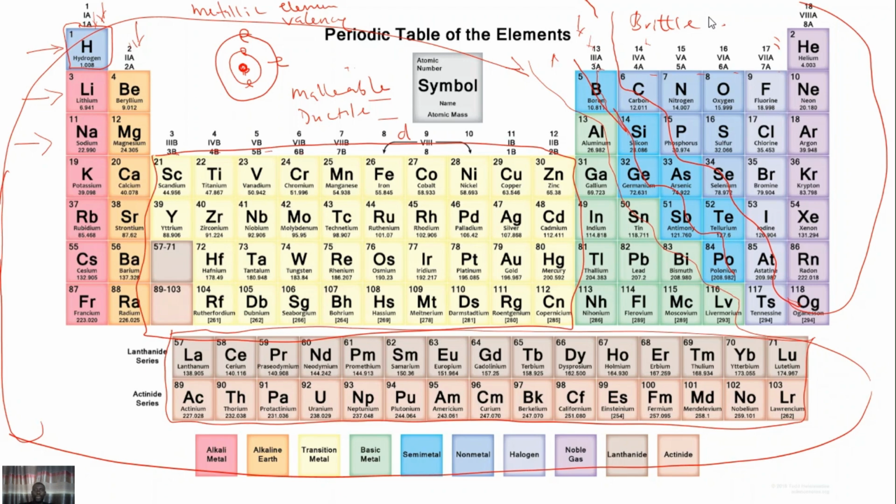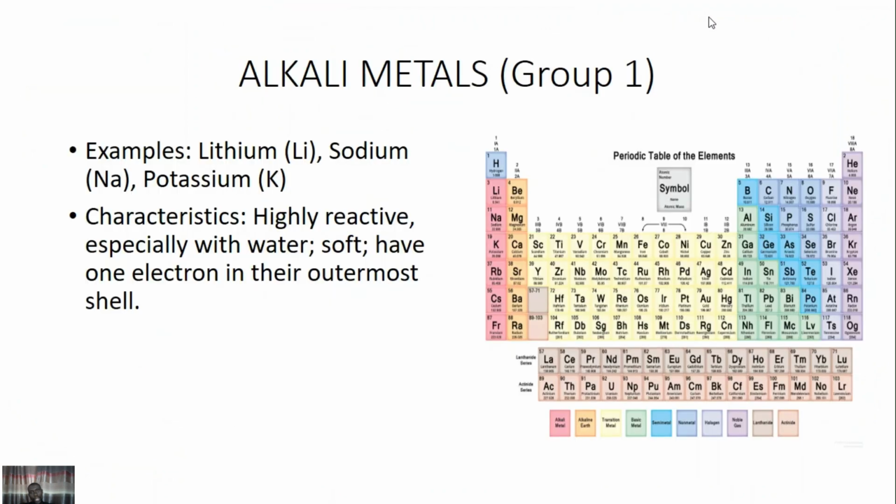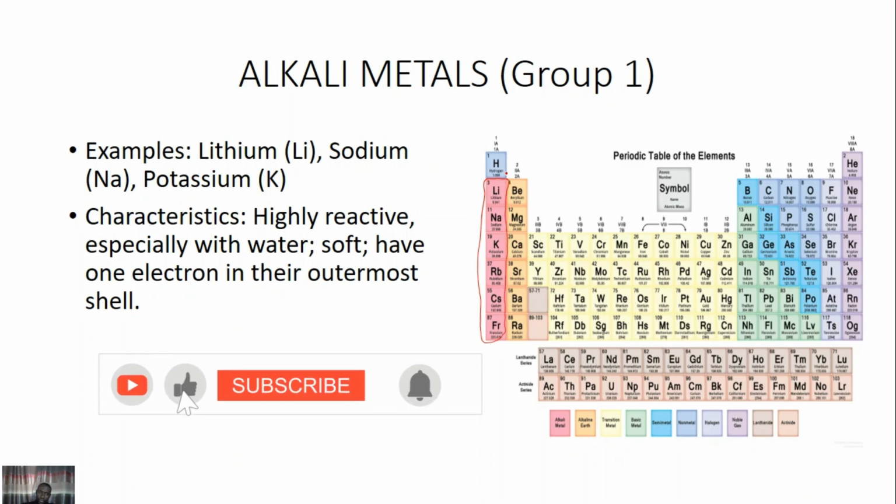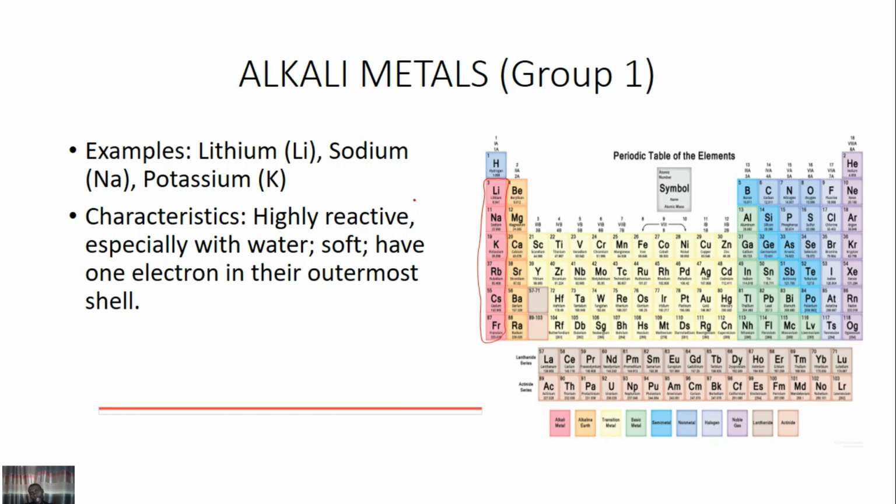Now, let's look specifically at each of the groups. The first group in the periodic table is known as the alkali metals. Excluding hydrogen, they are known to be highly reactive and soft. They usually have one valence electron in their outermost shell.